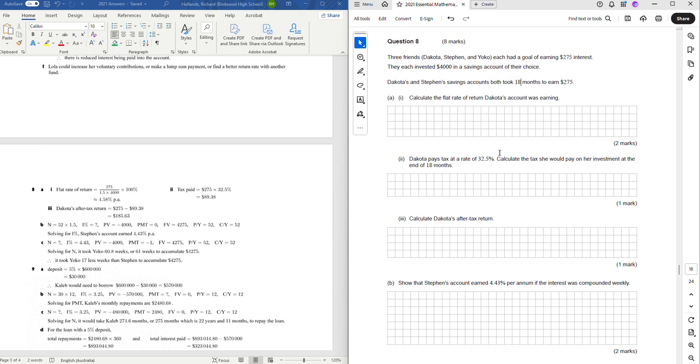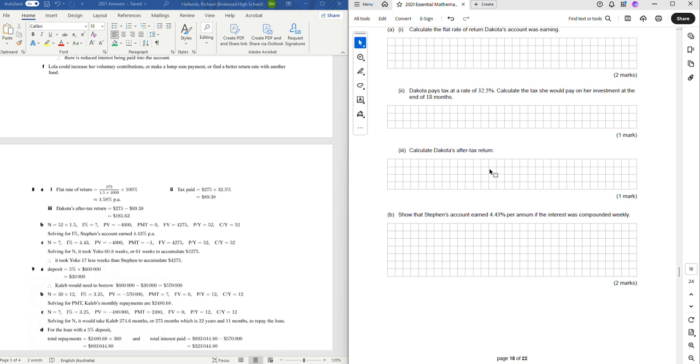Here, we've got a 32.5% tax rate. Calculate the tax she would pay on her investment. We're timesing the total amount, the $275 of interest, by 32.5, the tax rate that she falls in. That gives us this number here of 89.38. Calculate Dakota's after-tax return. The return on investment equals 275, how much interest she earned, minus the tax she paid on it, 89.38. 185.63 was the after-tax return.